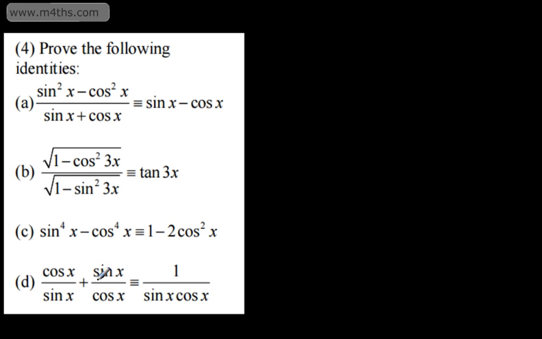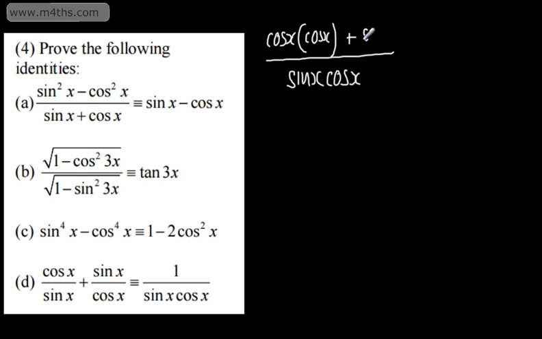Okay, let's look at this one right here. So cos x over sin x plus sin x over cos x is 1 over sin x cos x. Again, I'm not going to start with the right hand side. I'm just going to add these fractions. If I add the fractions, the common denominator would be sin x cos x. We'd have cos x multiplied by the cos x, and then sine x multiplied by the sine x. That is going to be the left-hand side.